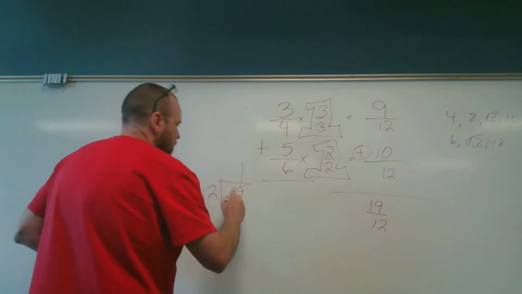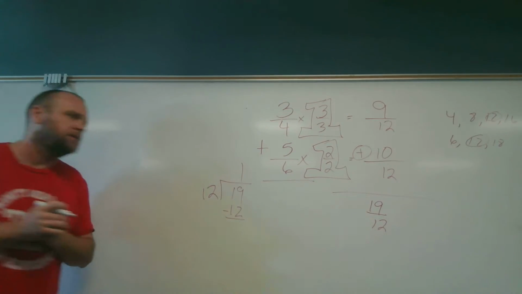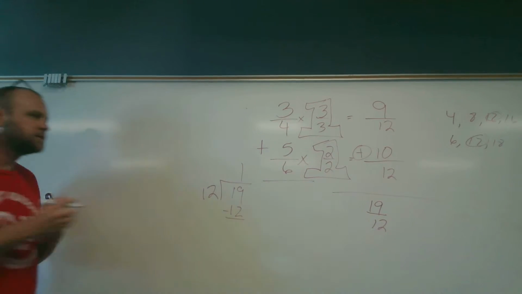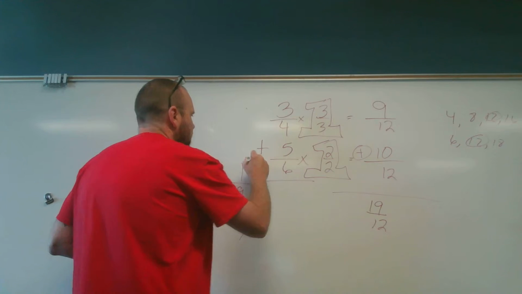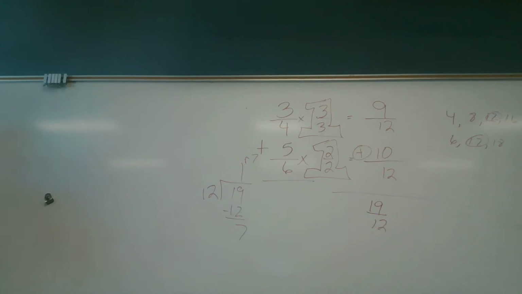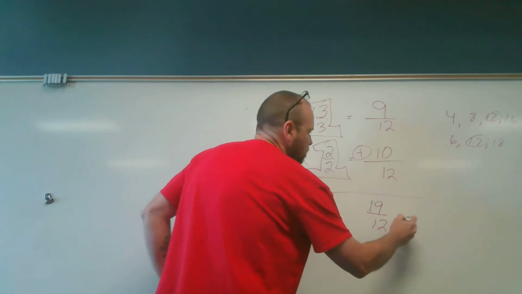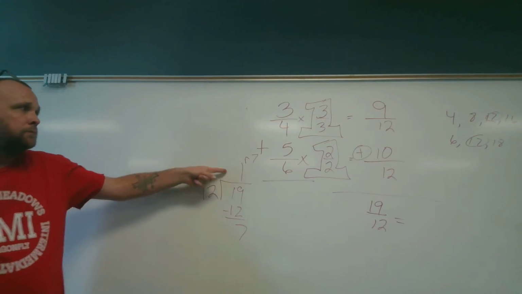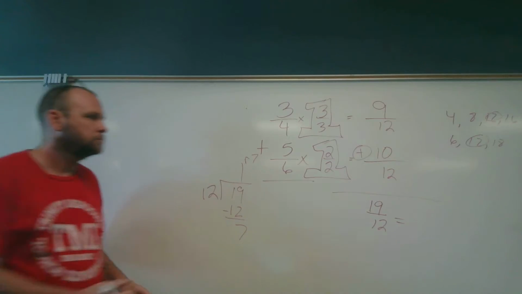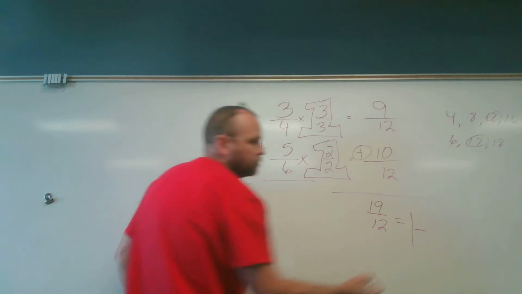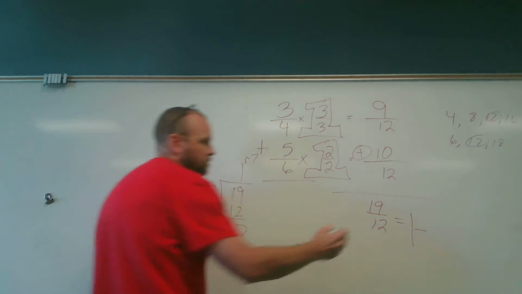Once. Subtract. Eric, what is 19 subtract 12? 7. So I have 1 remainder 7. Reagan, how does this turn into a mixed number? It's going to be 1 whole and 7 over 12.